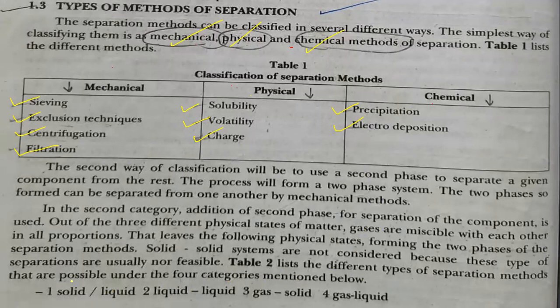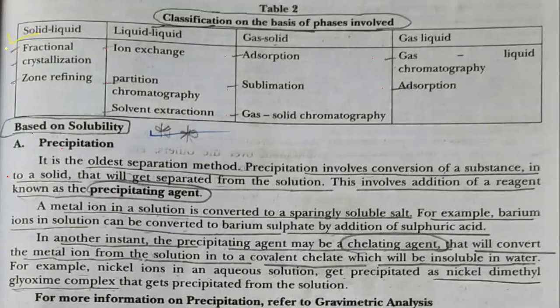Okay, so there are different types of separation methods possible under four categories, based on whether the substances are solid-liquid in nature, gas-solid, or gas-liquid. If more than one component is present in the composition, how can we separate them? For solid-liquid, we can use fractional distillation, crystallization, and zone refining. For the separation of liquids, we can use ion exchange chromatography, partition chromatography, and solvent extraction technique. For the separation of gas-solid, we can use adsorption, sublimation, and gas-solid chromatography. And for gas-liquid, we can use gas-liquid chromatography and adsorption.